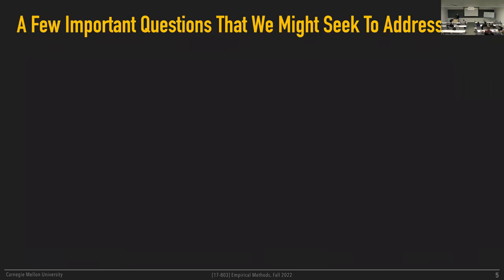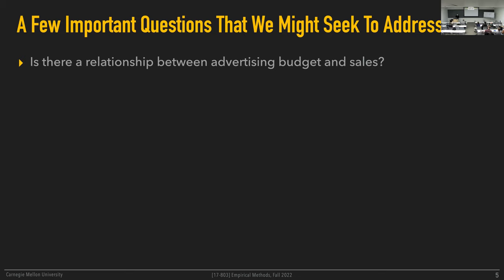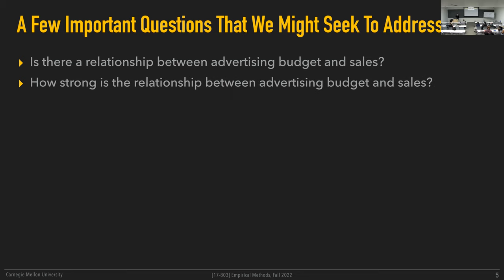Okay. Right. So when you have data like this, there's a few questions that you might want to address, and these map to research questions that you might want to ask in a research study that uses similar data. For example, is there a relationship between advertising budget and sales? Is an obvious kind of question that you might ask yourselves when faced with such data. How strong is the relationship? Not just that there is one, but can you quantify its strength?